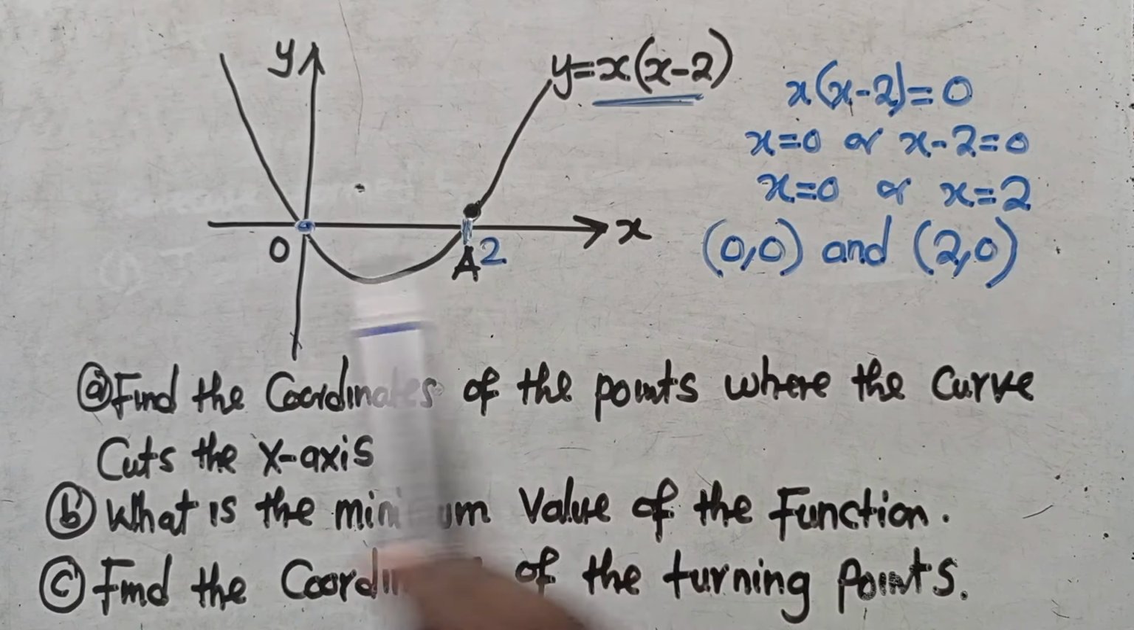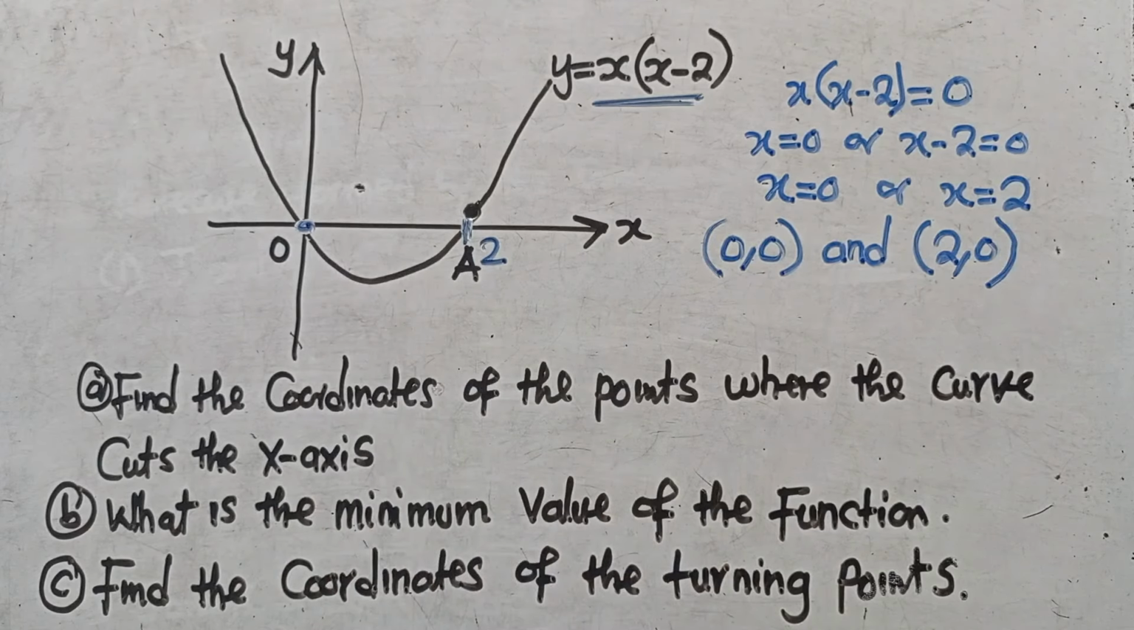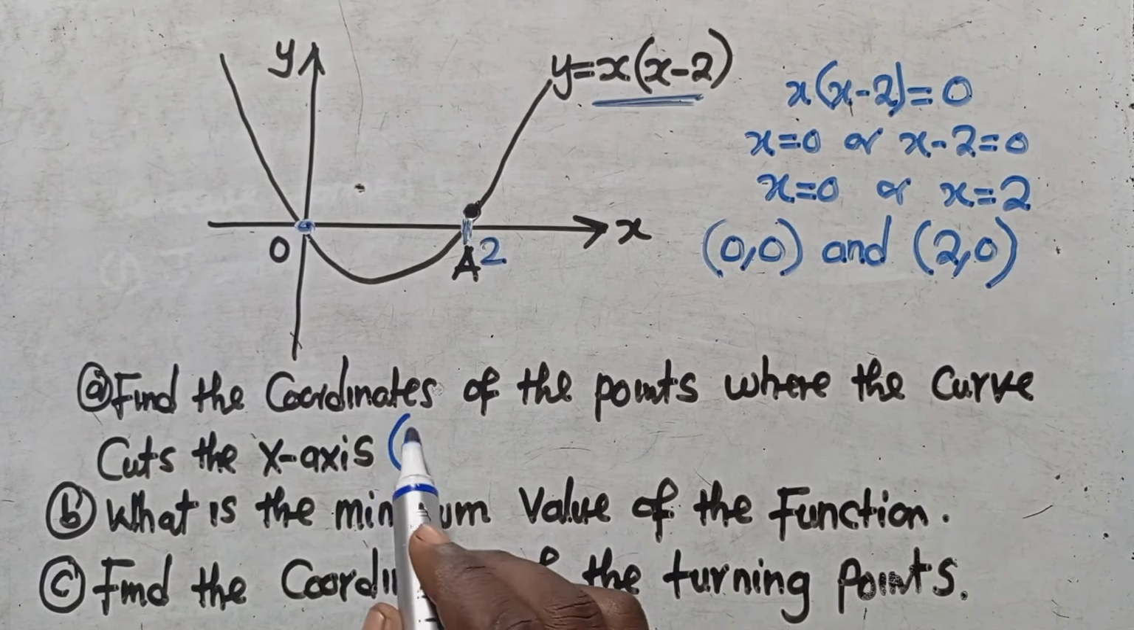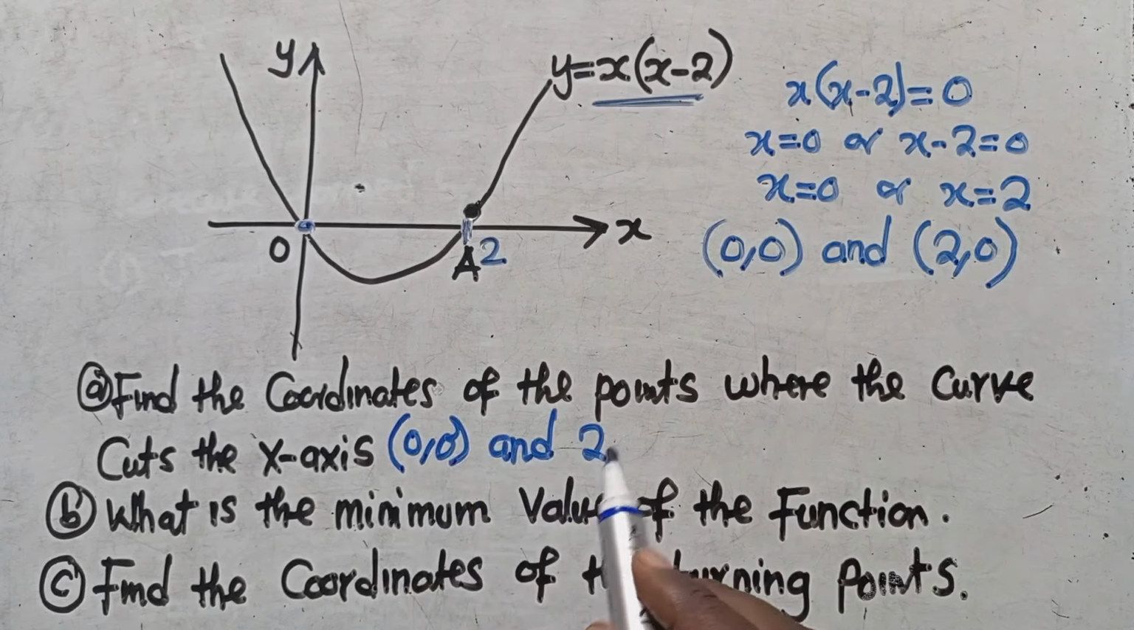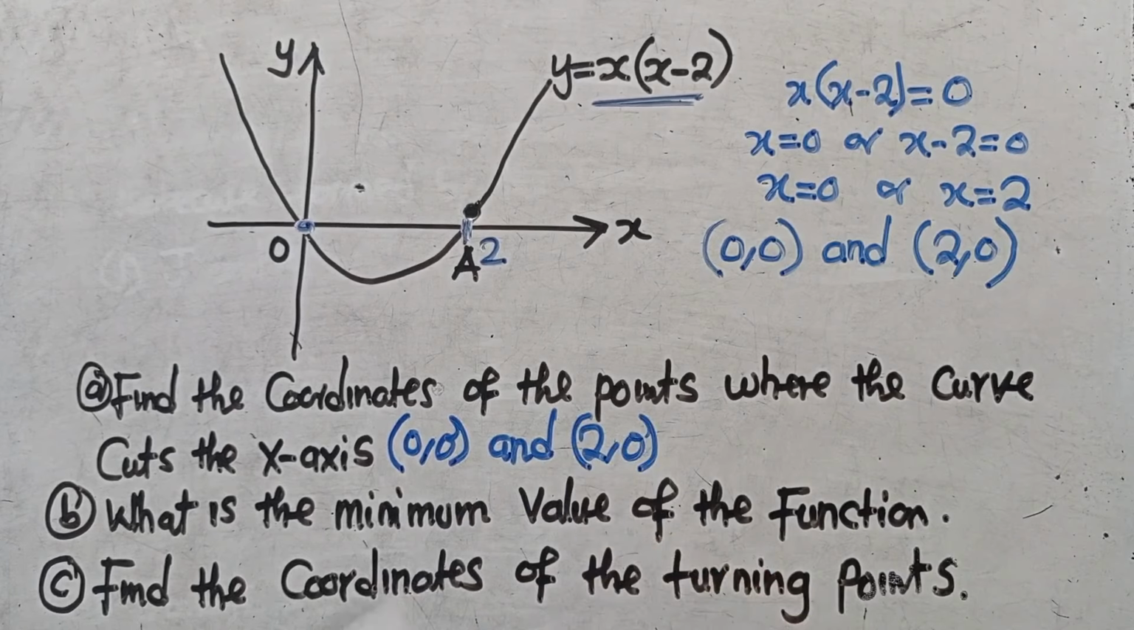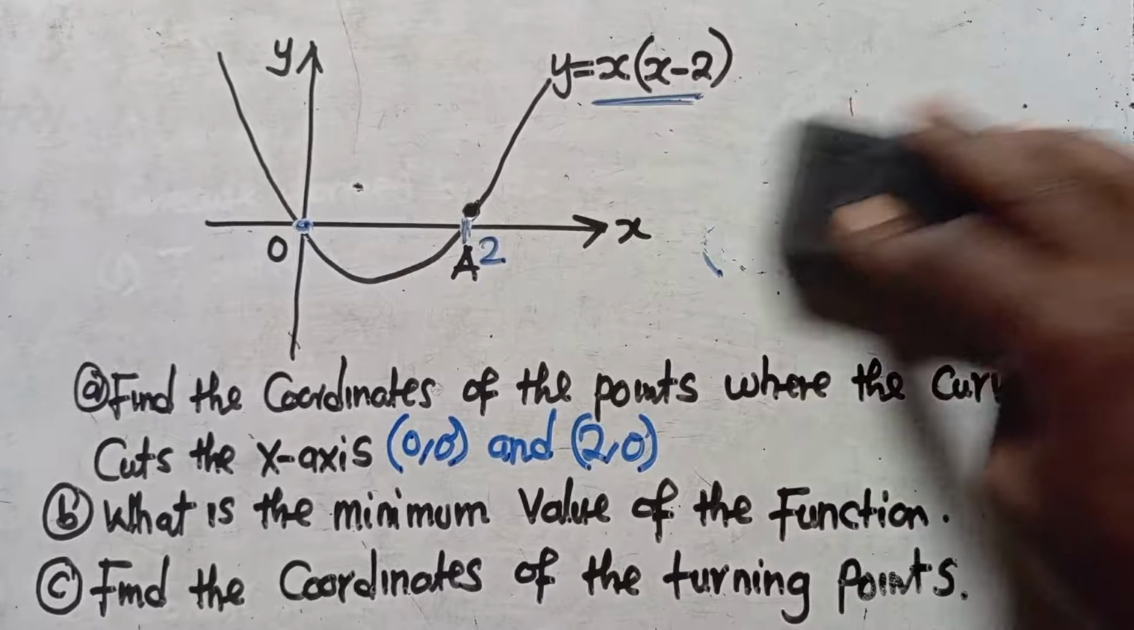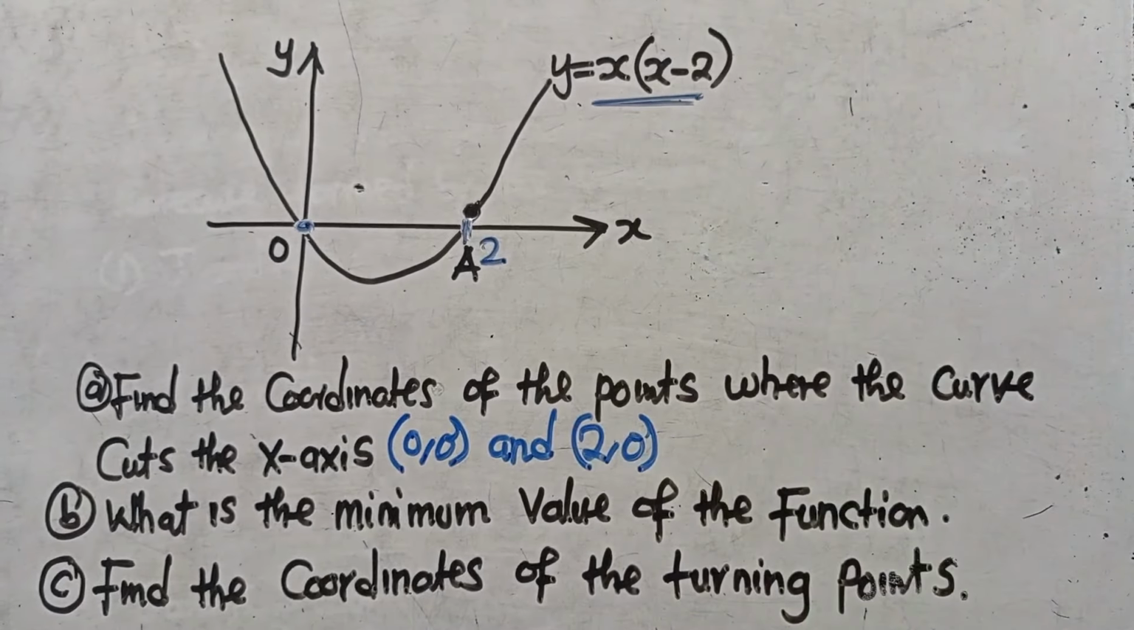x, y, you know that y is 0. So this is what you are supposed to do. So to answer this question, we've got 0, 0 and 2, 0. These are certain things you need to get and understand. I guess we are moving together. Let us now go to another question.